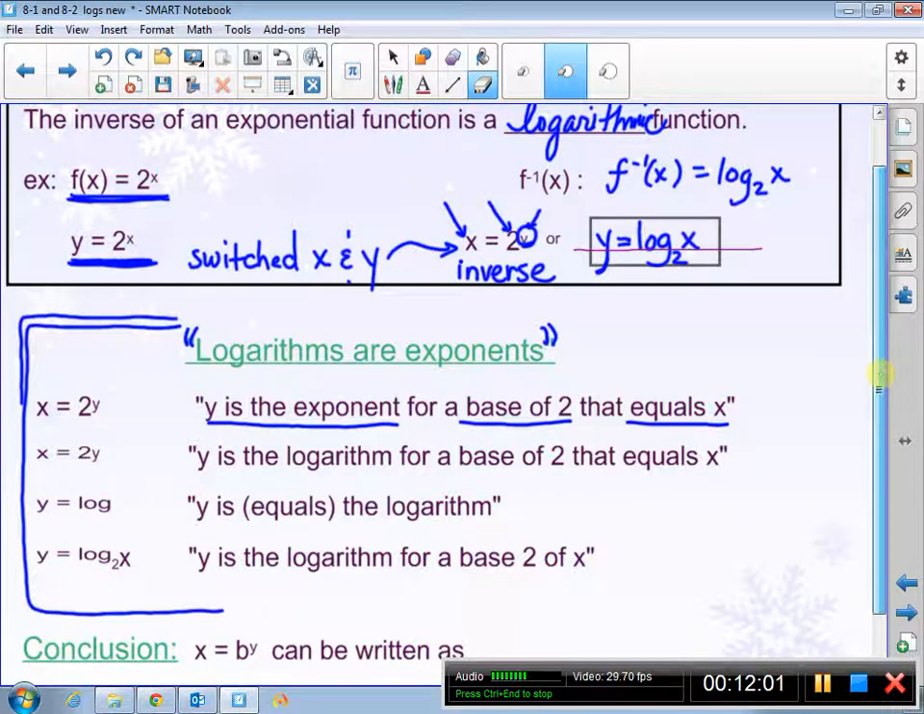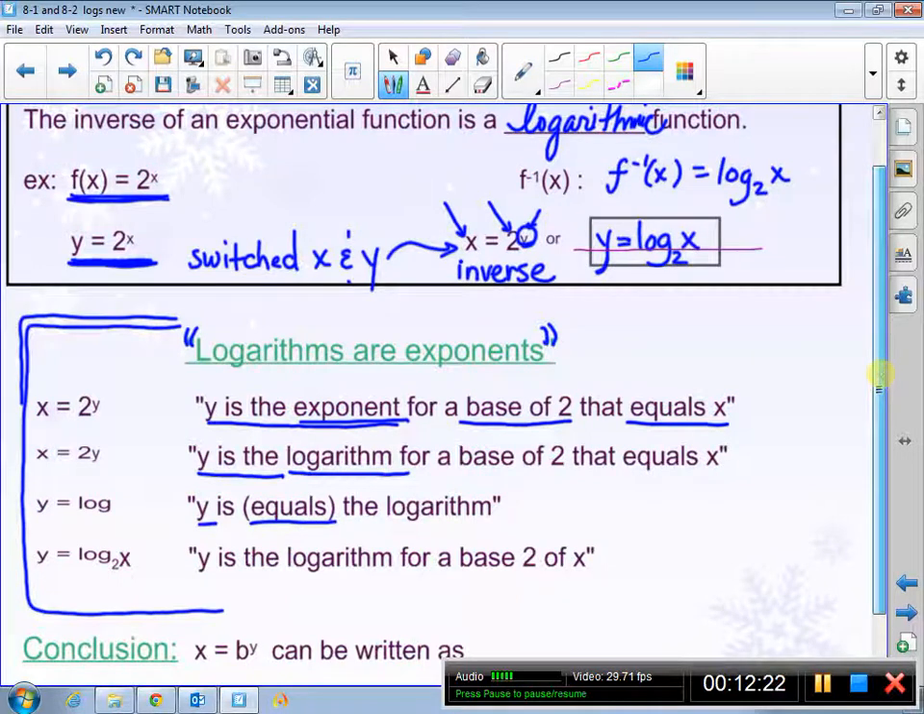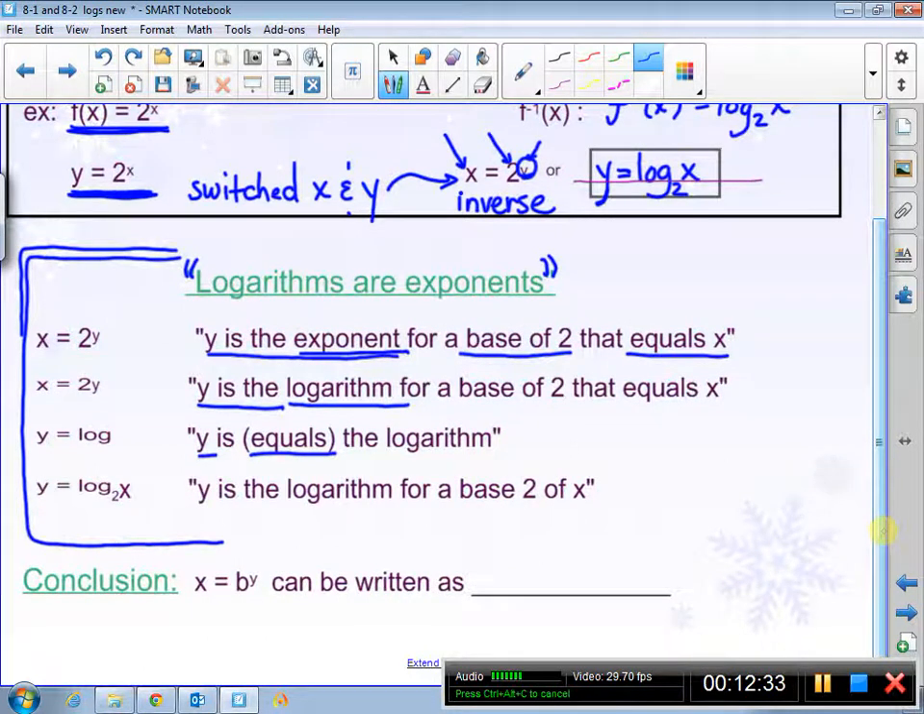Then knowing the phrase logarithms are exponents, all I do in the next one is change the word exponent to logarithm. y is the logarithm for a base of 2 that equals x. And then we remember if we say y is, that's the same as y equals. So we change y is the logarithm to y equals the logarithm. And then we add in the other two parts. y equals the logarithm for a base of 2 of x. You can say y equals log base 2 of x.